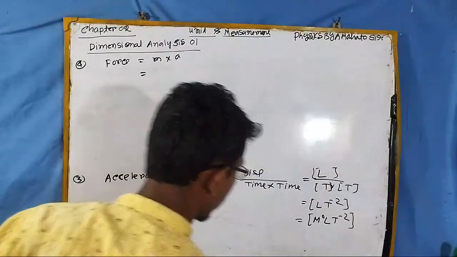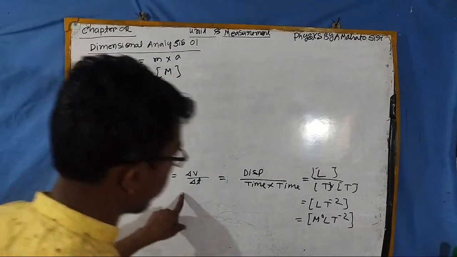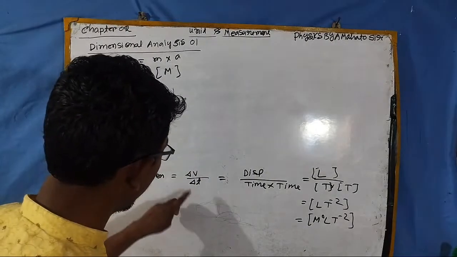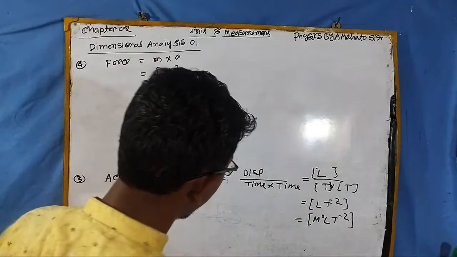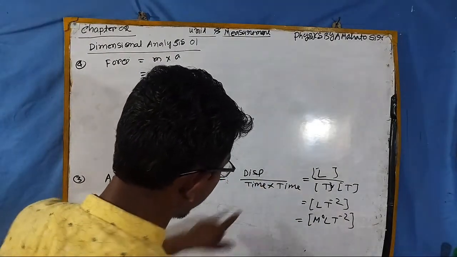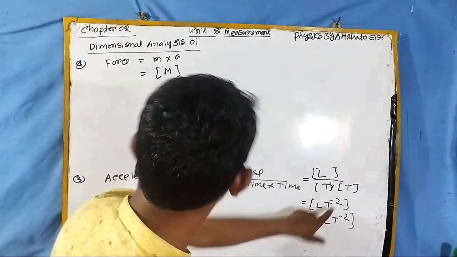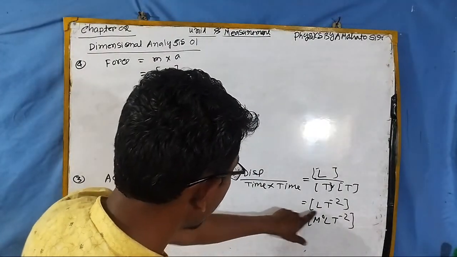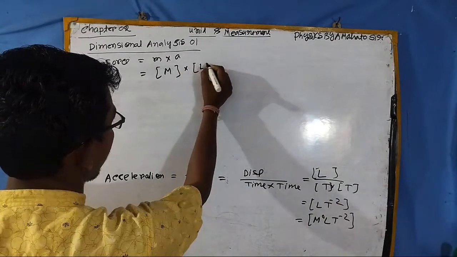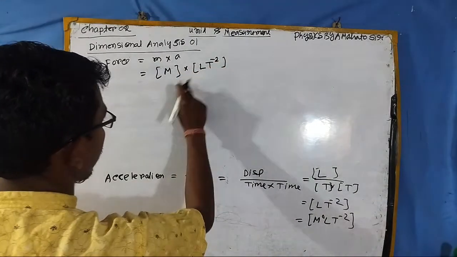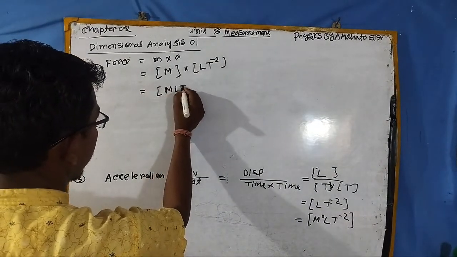Here m is the dimension. For acceleration, acceleration is change in velocity over change in time, that is displacement upon time squared. So the dimension of acceleration is LT^-2. So here we write LT^-2.